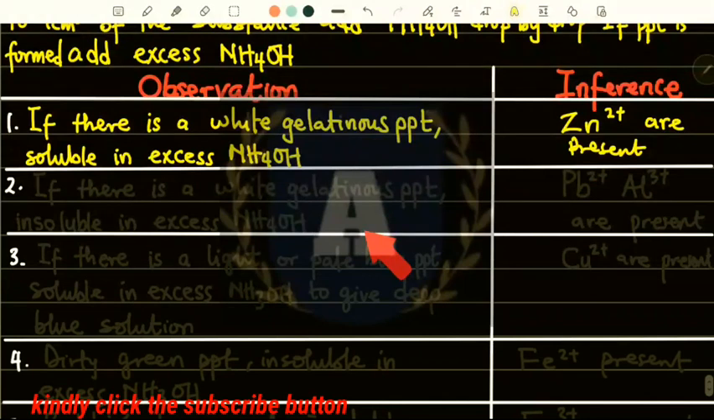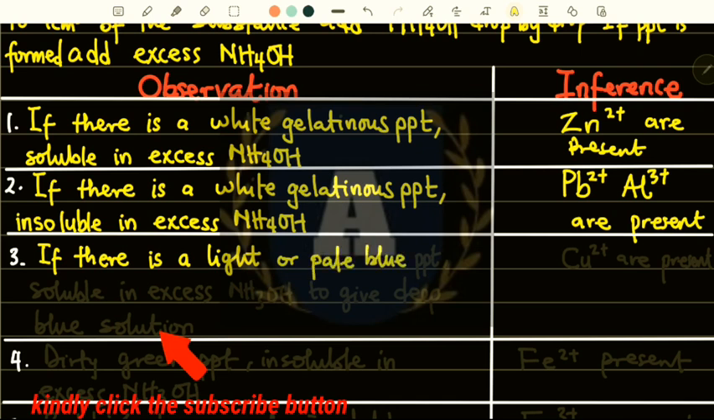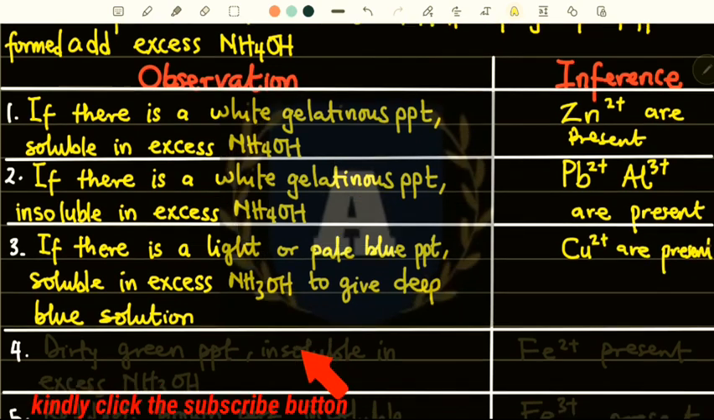Meanwhile, the first one is soluble in excess and the second is insoluble in excess. If there is a white gelatinous precipitate that is insoluble in excess, then lead ion or aluminium ion will be present. But if there is a light or pale blue precipitate soluble in excess ammonia and gives a blue solution, then know that copper 2 ion is present.